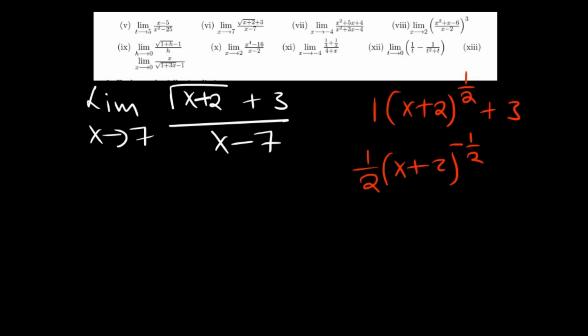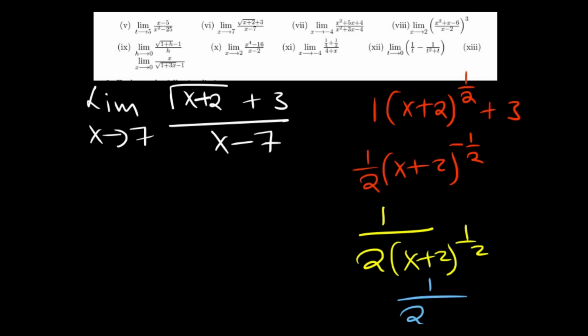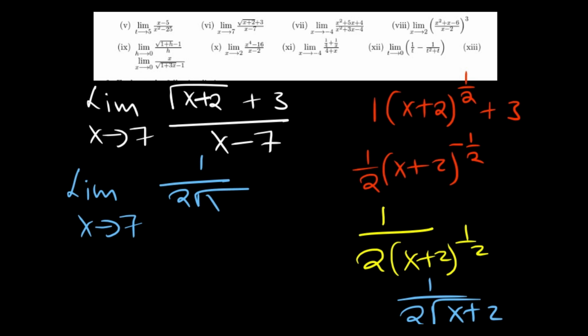The constant will disappear. Whenever you've got a negative power, you can take it to the denominator so that it becomes a positive power. So you have x plus 2, the power half. Now you know that half is the same as the square root, so it's going to be 2 root of x plus 2. That's for the top part, so we have the limit as x approaches 7. So after differentiating the top part, you have 1 over 2 root of x plus 2.